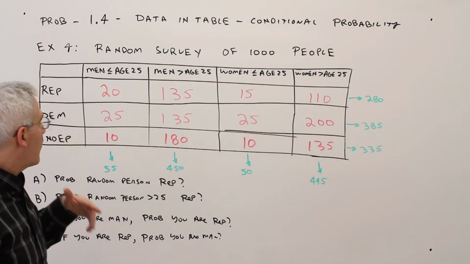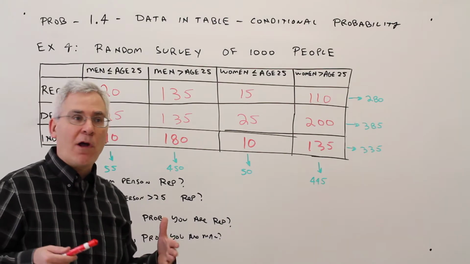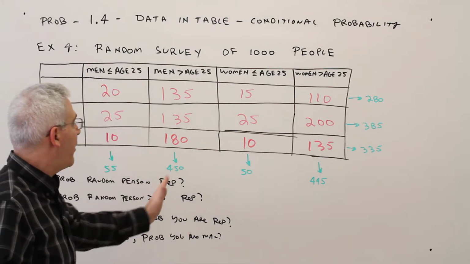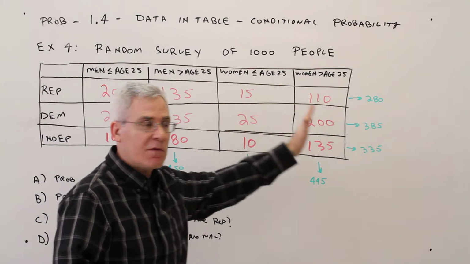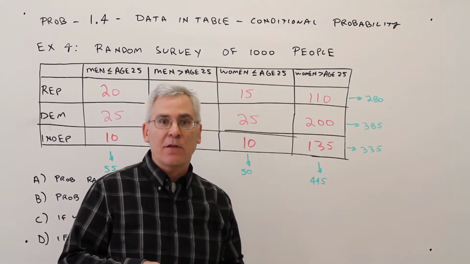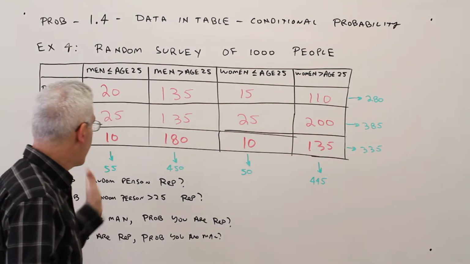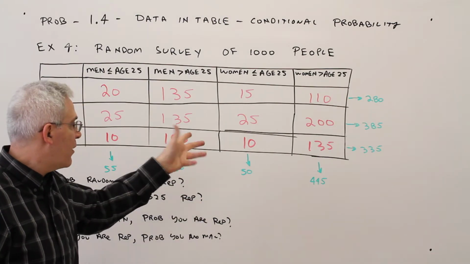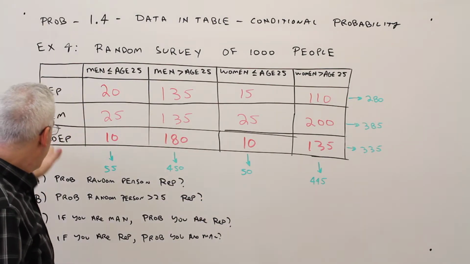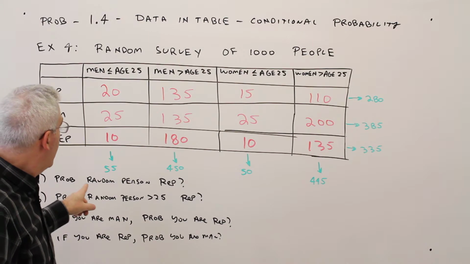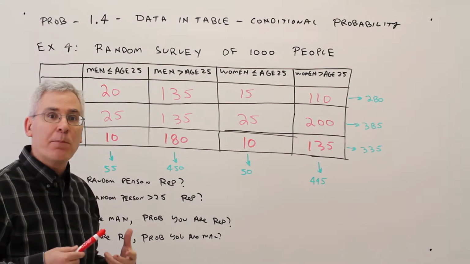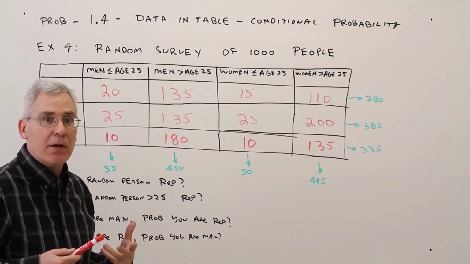One thing I do in these problems is sum all the columns and sum all the rows. Typically you'll need that information later. I did that already, but you could do that yourself with a calculator. There are 4 questions. A, what's the probability that a random person is a Republican?